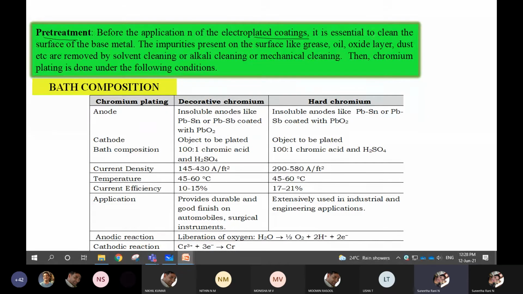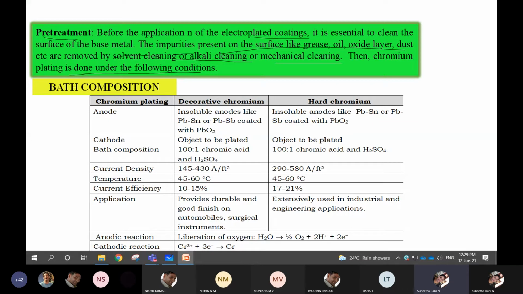It is essential to clean the surface, your cleaning process. It is essential to clean the surface of a base metal. The impurities present on the surface like grease, oil or oxide layer, dust, etc., can be removed by solvent cleaning, alkali cleaning, or mechanical cleaning. Then chromium plating is done under the following conditions. How is it being done?